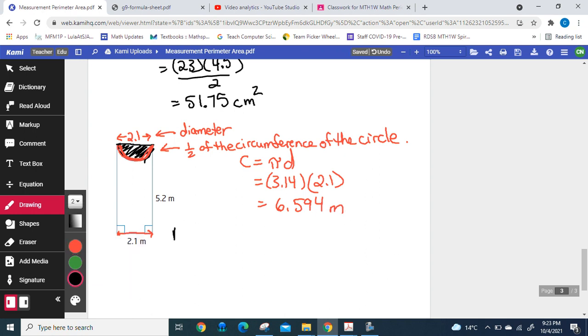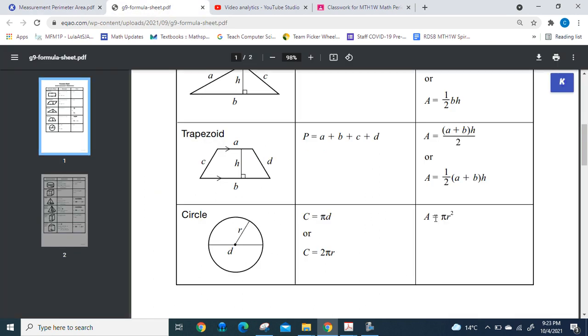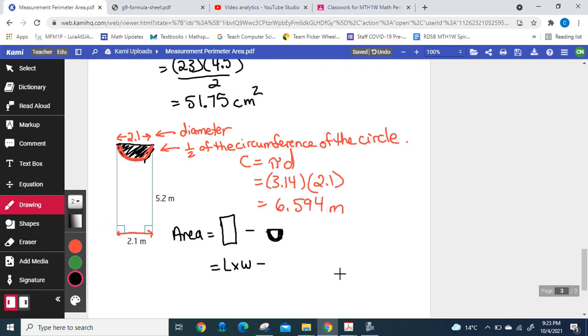Okay, for our area, that looks like it's going to be the area of the rectangle minus the semicircle. That's a semicircle. No, I can't draw. Area of a rectangle, remember, is length times width. And the area of the semicircle is going to be the area of the circle divided by 2. So area of a circle is pi r squared. So that'll be pi r squared, and we're going to divide it by 2 because there's only half the circle there that we're going to cut out.